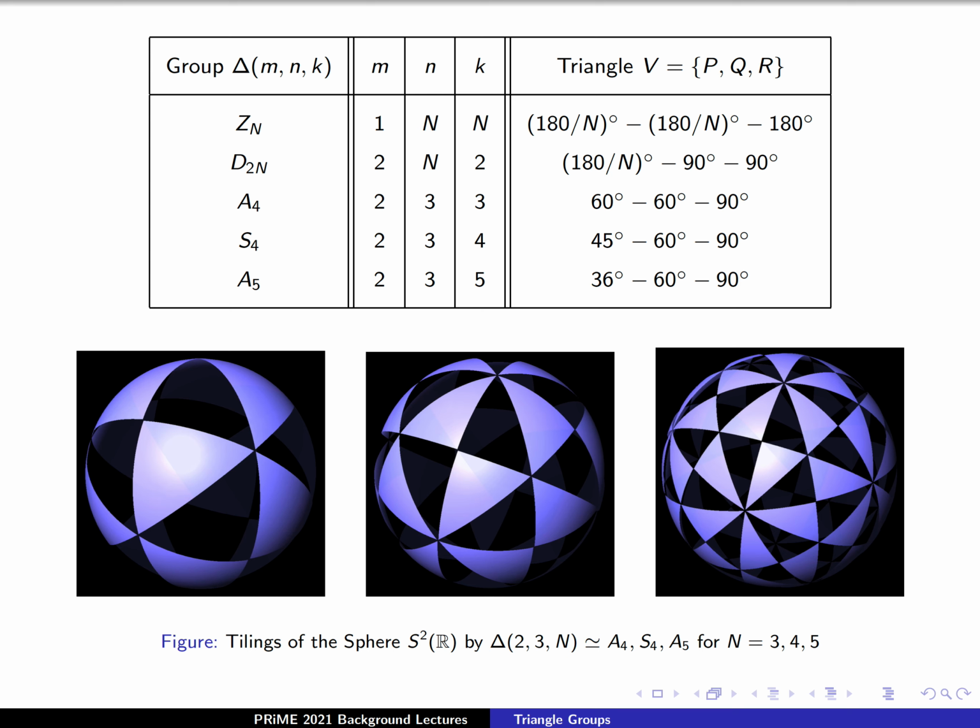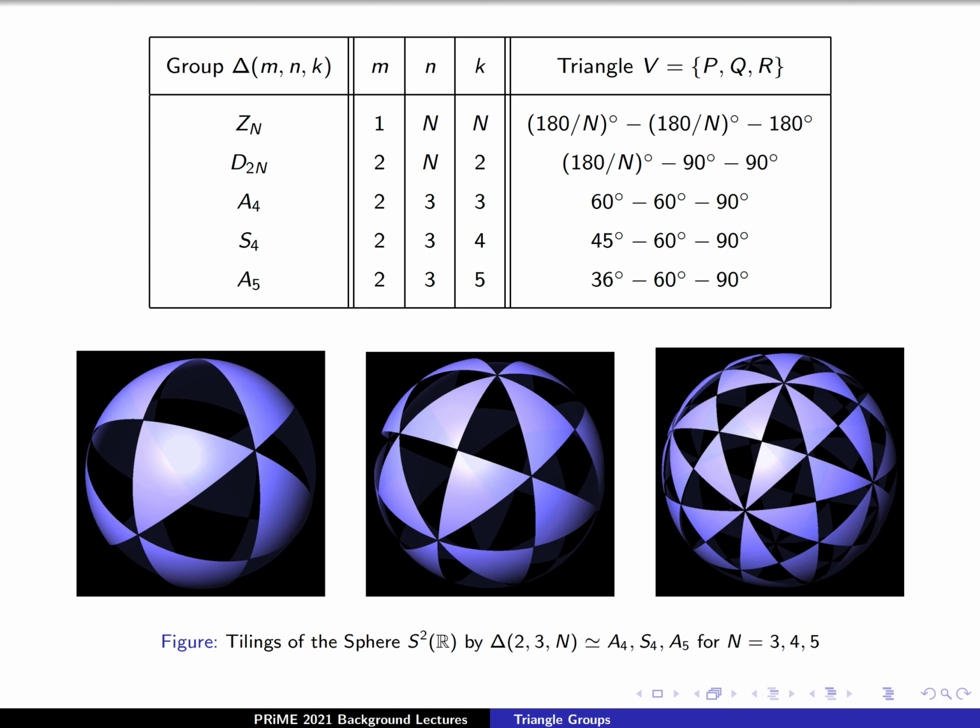In the middle, you can see where it corresponds to S4, namely m, n, and k being 2, 3, and 4. If you stare at one of the black triangles, you can see that one vertex has 2 black triangles attached to it, the other one has 3 black triangles, and the final one has 4 black triangles. And finally, the one on the lower right will correspond to A5. You can see that this corresponds to m, n, and k being 2, 3, and 5. Again, if you stare at one of the black triangles on the lower right, you see that one of the vertices has 2 black triangles surrounding it, another one has 3 black triangles surrounding it, and the final one will have 5 black triangles surrounding it.